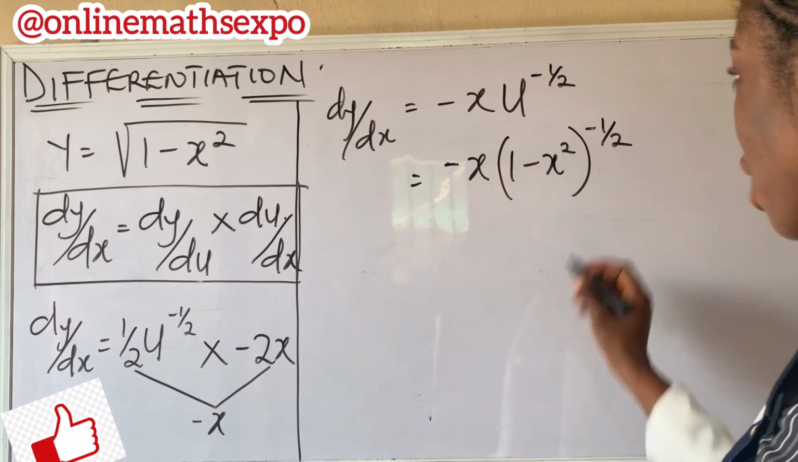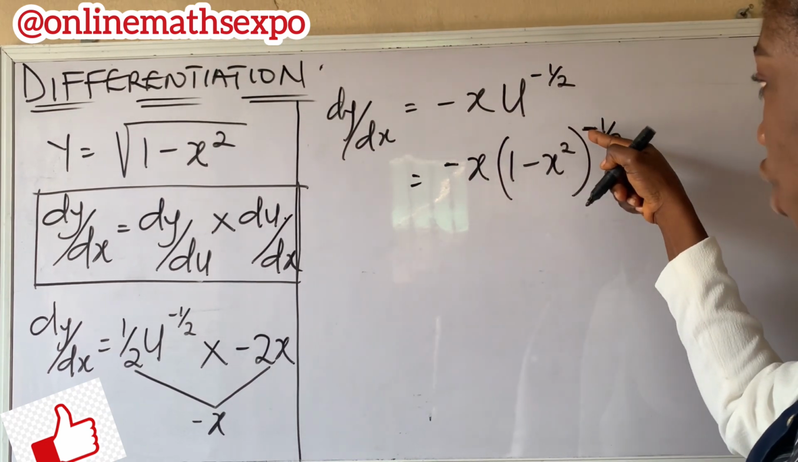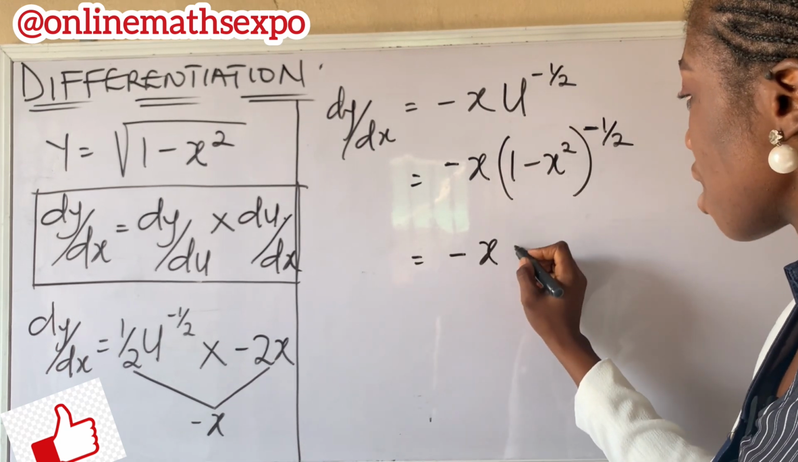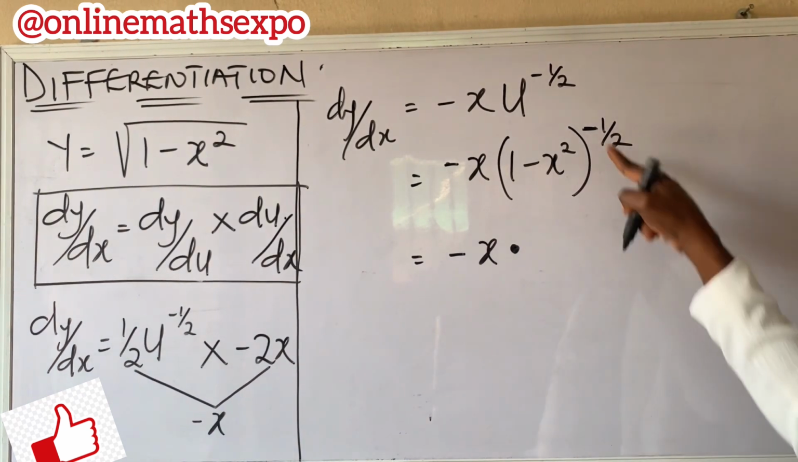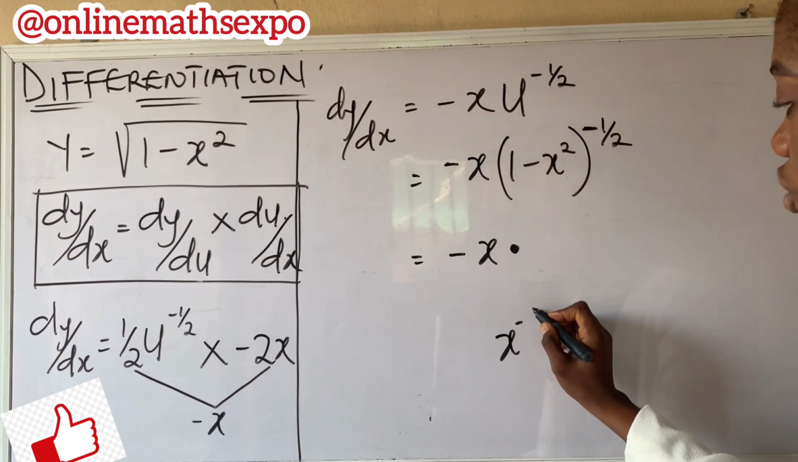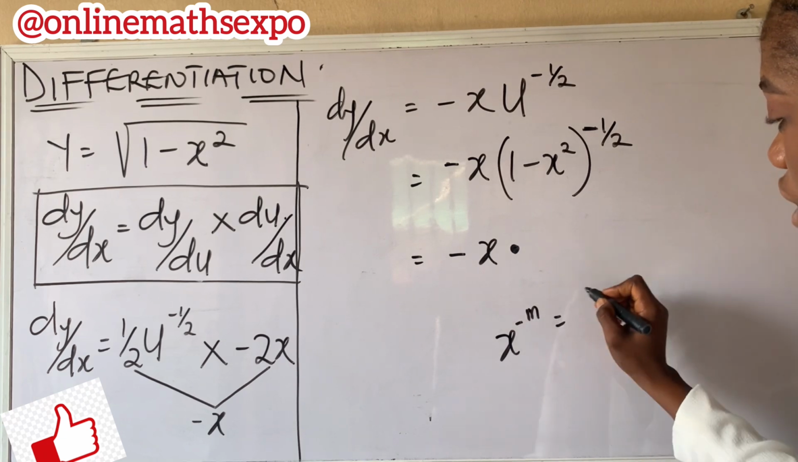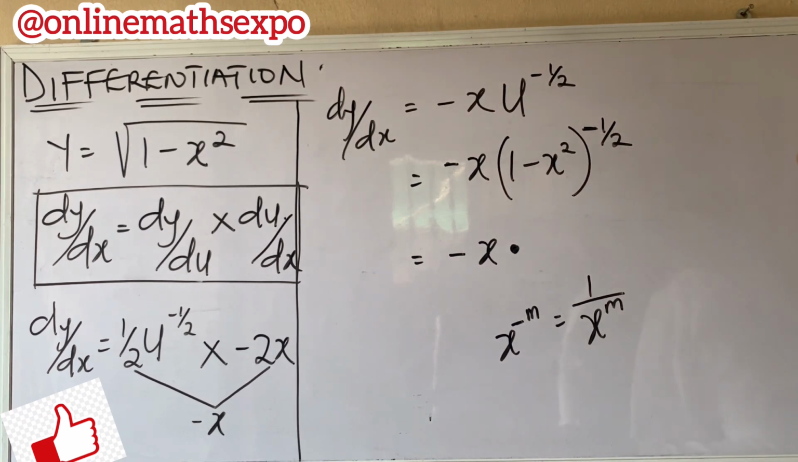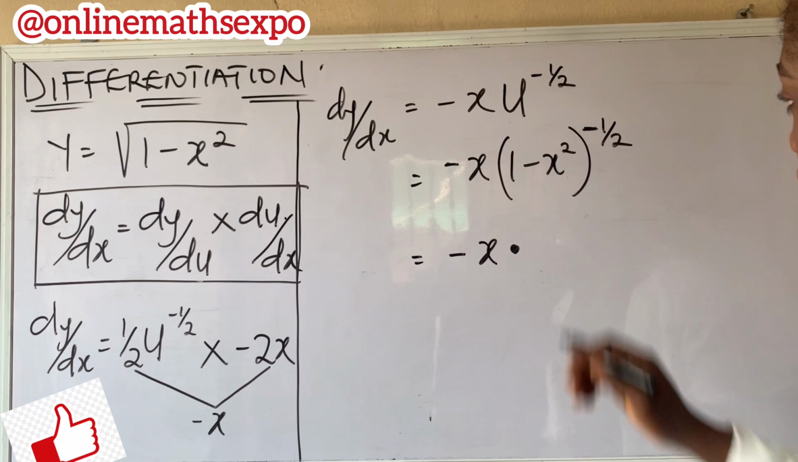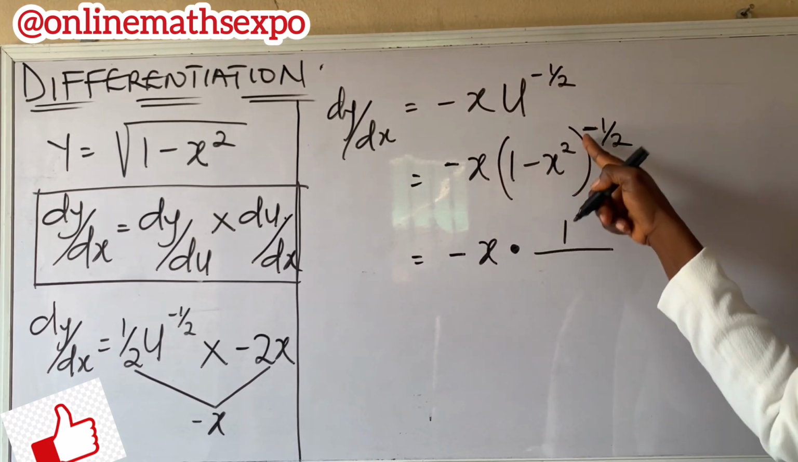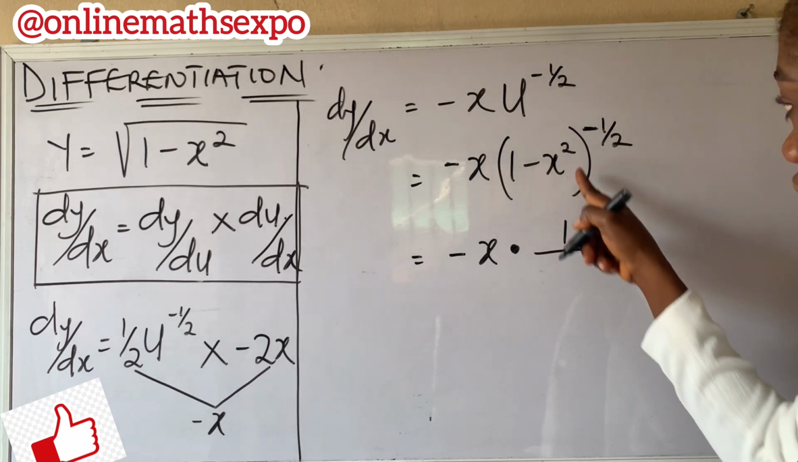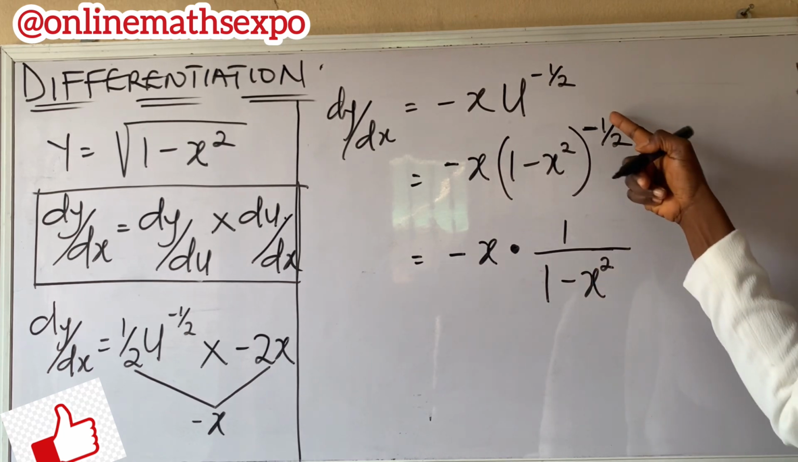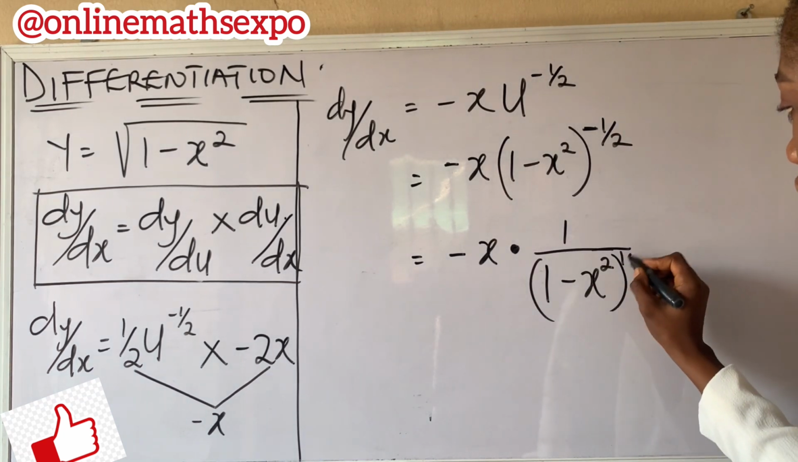To do that, because of this negative sign, you are going to bring down this value here. So this will give us negative x is multiplying. In your indices, if you have x raised to power negative m, it simply means the negative sign becomes 1 over x to the power of m. Now, for this, what do you have? This negative will turn to 1 over. Then we return the whole of this, which is 1 minus x squared. And remember, it is raised to the power of half.